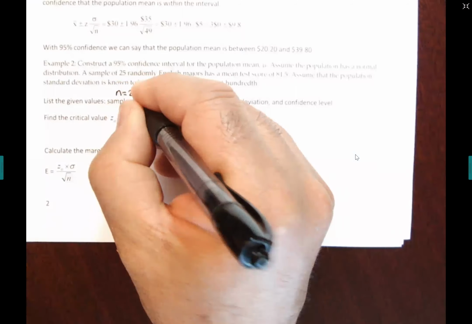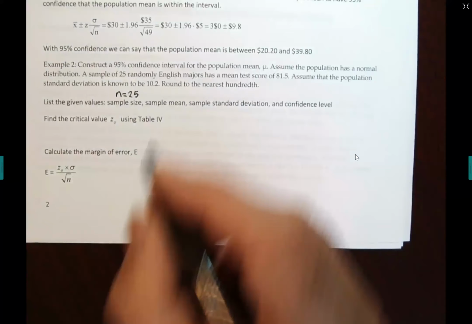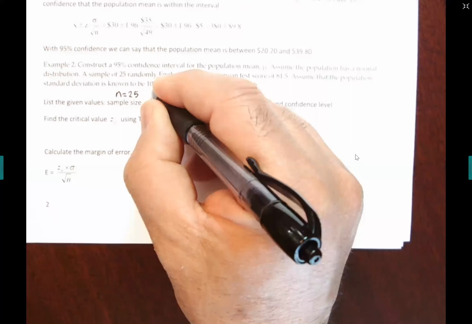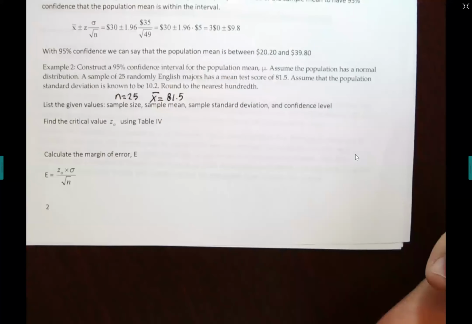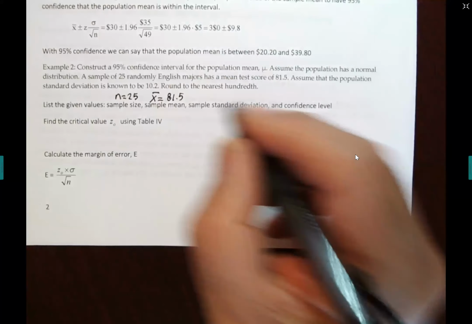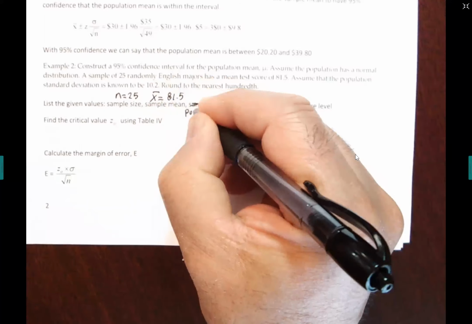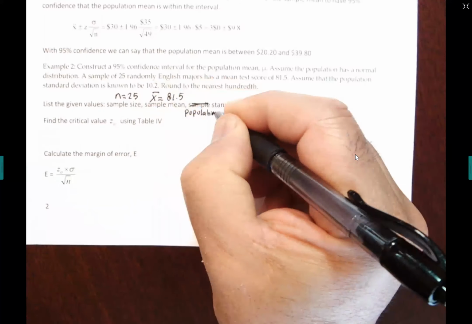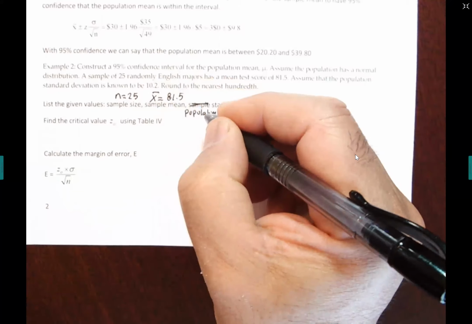This is the first example where you learn how to construct intervals. The sample has a mean test score of 81.5, X bar. Assume that the population standard deviation is known to be 10.2. So population standard deviation here. You guys cannot put S in here. It is sigma. He says the population standard deviation is known.